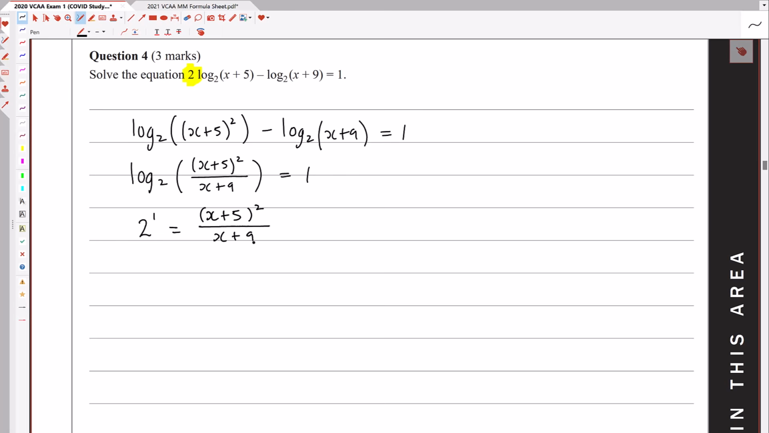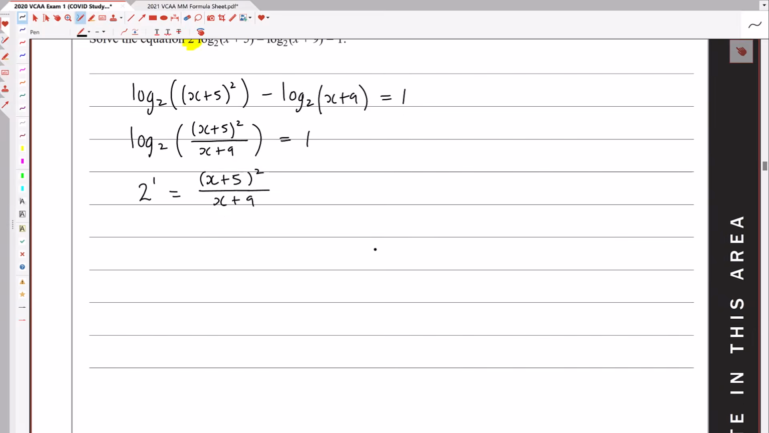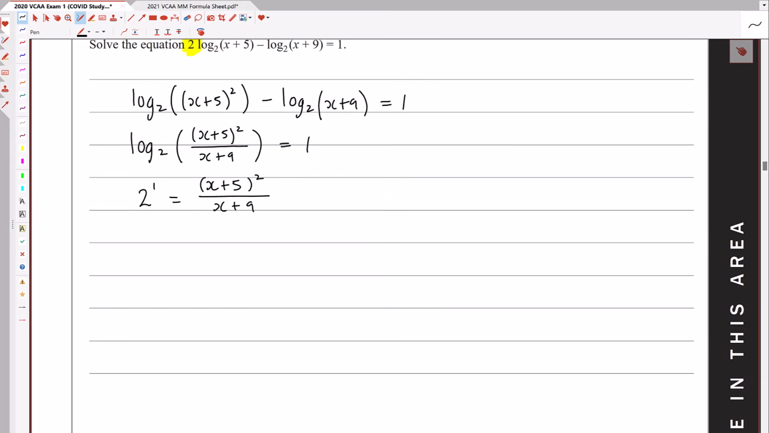So that's just simple log facts. And now we have an equation with no logs in it that we can focus on solving. So I'm going to multiply by x plus 9 to get rid of the fraction. So I'm going to have 2 times x plus 9 equals x plus 5 all squared.